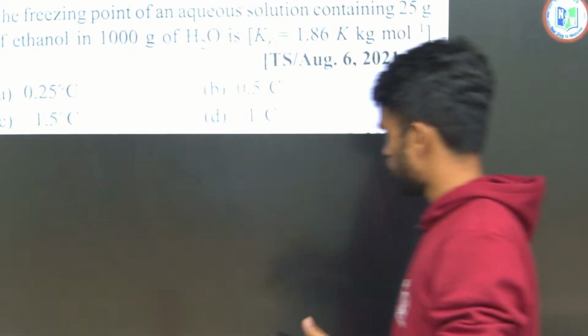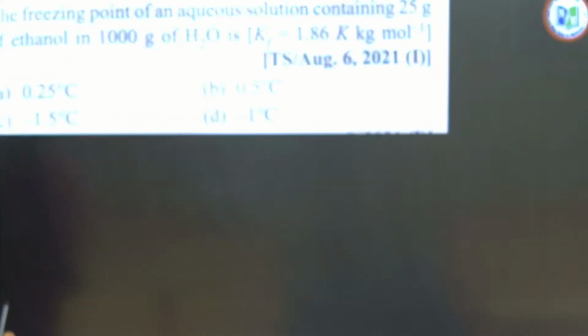Look at this question. This is again from the 2021 TS EAPCET paper. Look at what they are saying. The freezing point of an aqueous solution containing 25 grams of ethanol in 1000 grams of water. Given Kf is the cryoscopic constant. They are asking about the freezing point of the solution. That is nothing but delta Tf we have found just now: Tf naught minus Tfs is equal to iKfm. Ethanol is a non-electrolyte here, so you can say the i value is equal to 1.